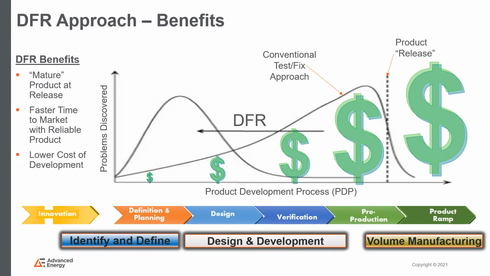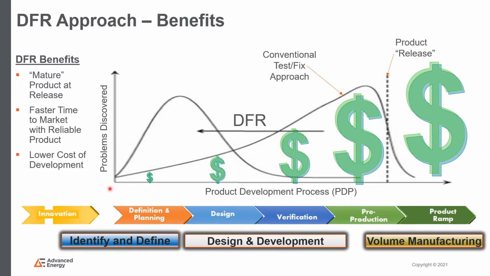Let's take a look at some of the benefits of the DfR approach. On this slide, I've got a graph showing the product development process on the x-axis and the problems discovered during that process on the y-axis. As an example, we have some of the phases that might be used for a product development process. Generally, you start by defining a product, and you end up by manufacturing the product and beyond, servicing it. The concepts you identify and define, design and develop, move to volume manufacturing and beyond.